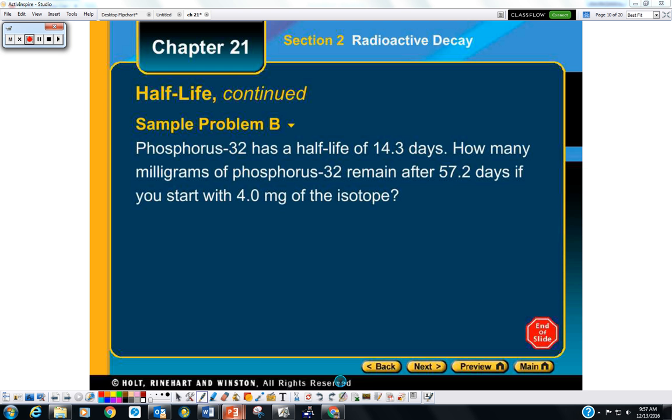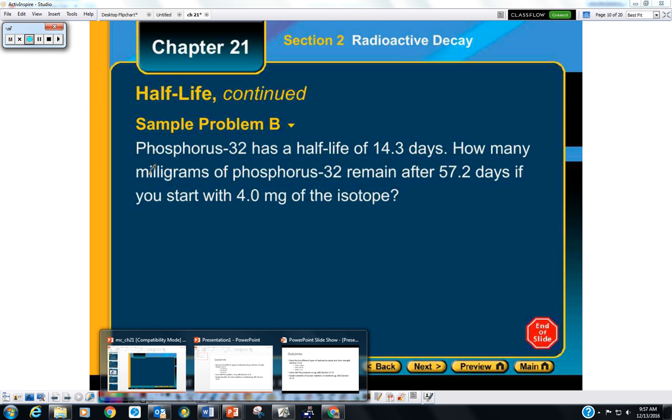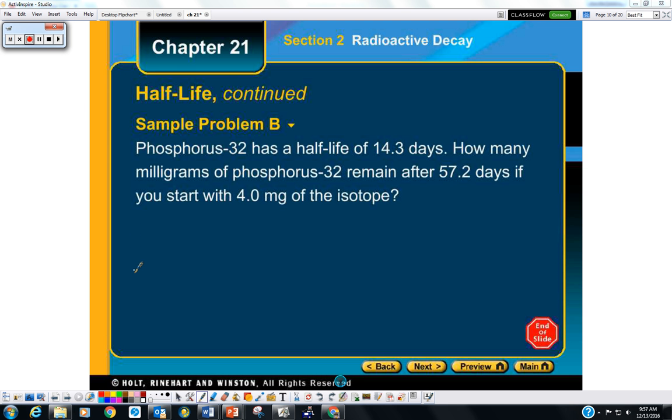Let's look at a sample problem. We have phosphorus-32, and it has a half-life of 14.3 days. We actually just saw this verified by another source in the video that we just watched. How many milligrams of phosphorus-32 would remain after 57.2 days if you start with 4 milligrams of the isotope?